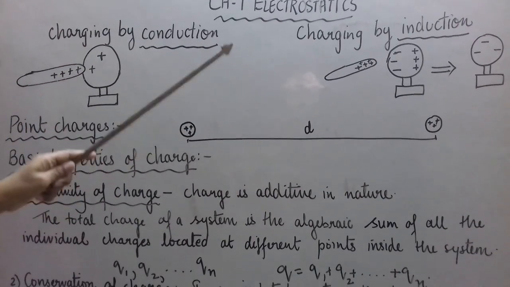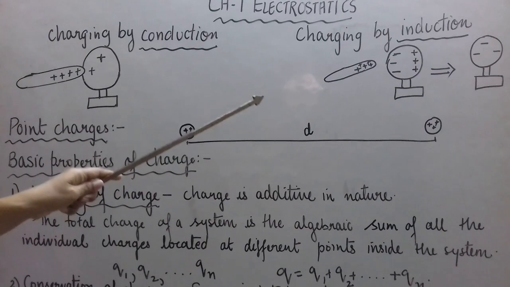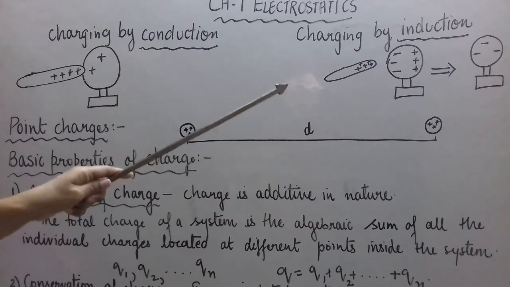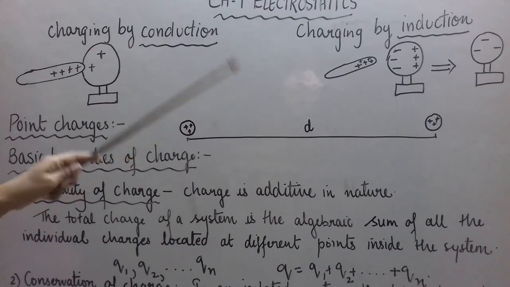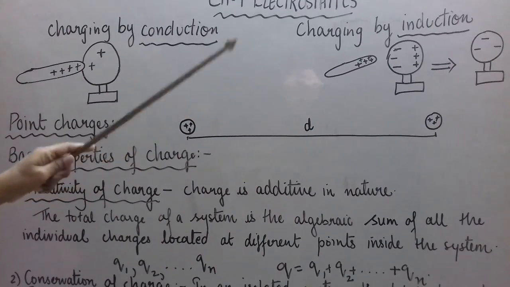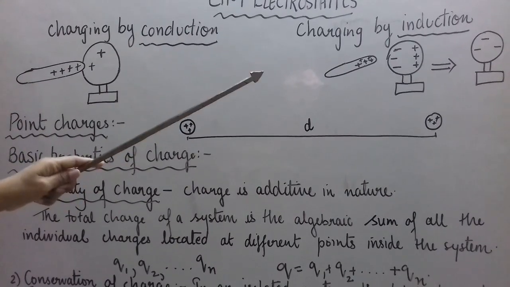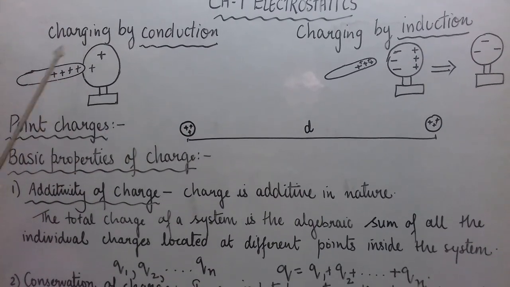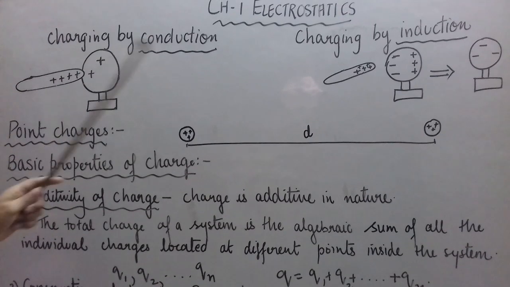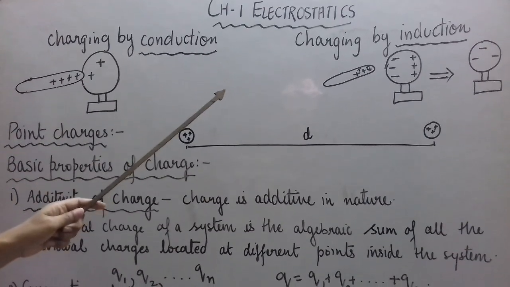On the other hand, in charging by induction, the glass rod which is used to induce charge on the metal sphere does not lose its charge. It will induce charge and it is not going to share its charge with that. I hope you have understood the differences between the charging by conduction and charging by induction.